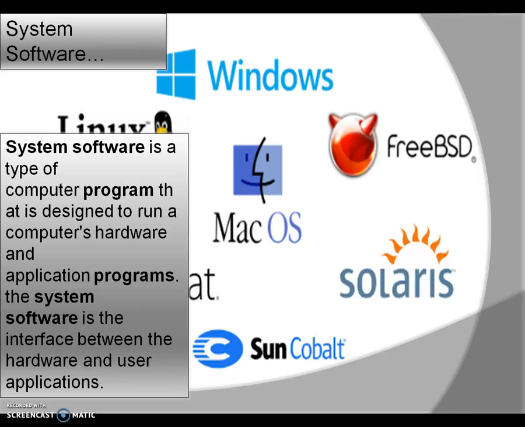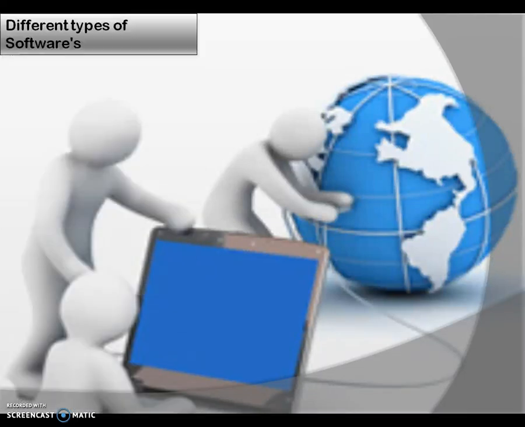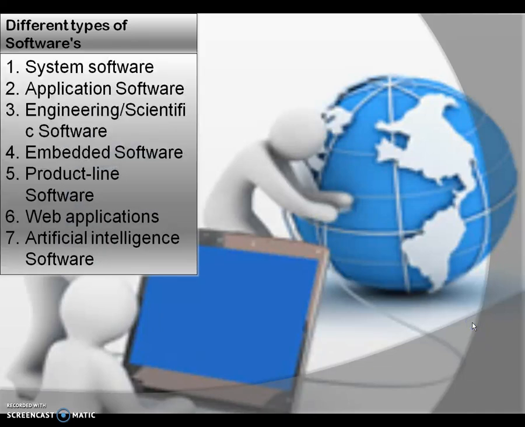Another thing, it is designated to run the computer's hardware and the application programs. I want to differentiate the software as a whole. Till now we see the different types of software are the system software and the application software. So other types of software are engineering software or scientific software, the software which are meant for engineering work. For example, AutoCAD, which is used for designing and drawing purposes.